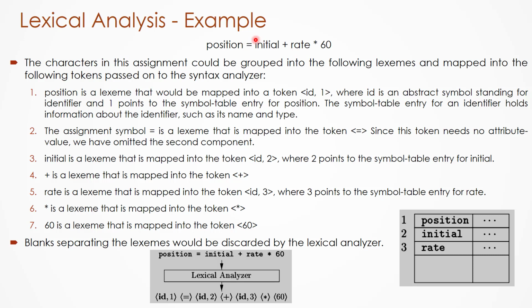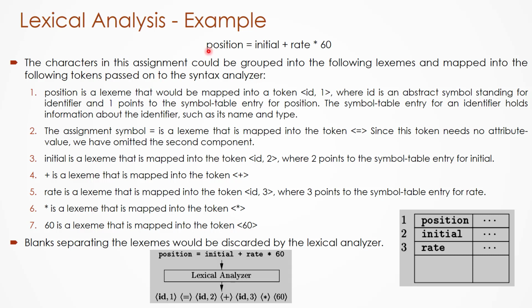So position, initial, rate are variables, equal to is an operator, plus is an operator, star is an operator, 60 is a constant. The characters in this assignment could be grouped into the following lexemes and mapped into the following tokens passed on to the syntax analyzer.